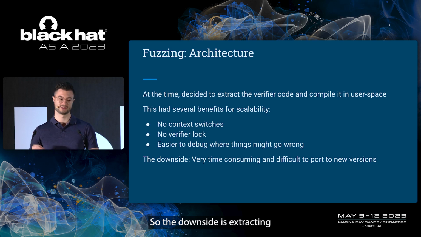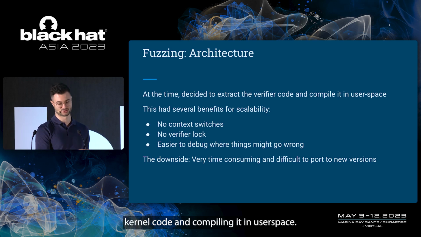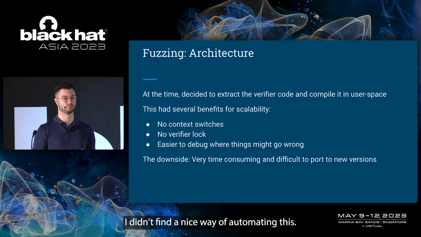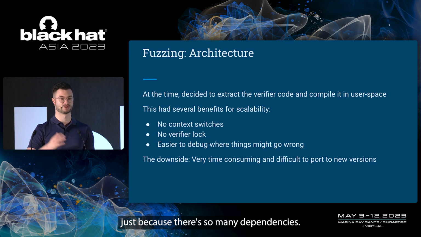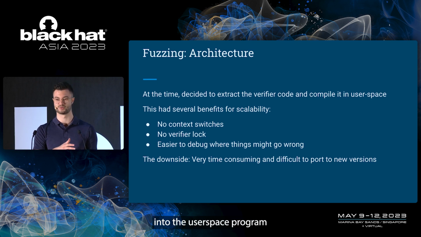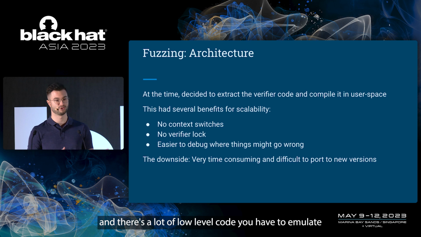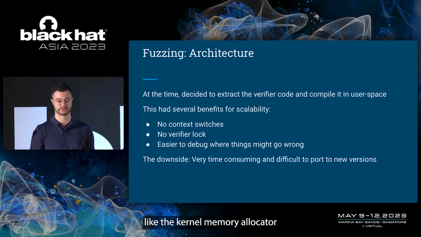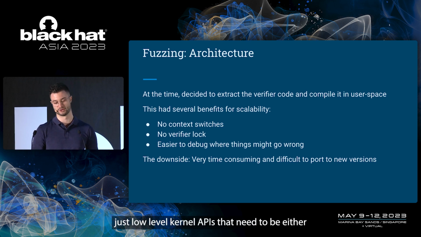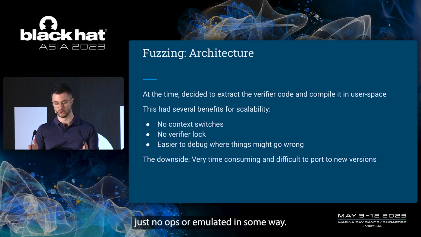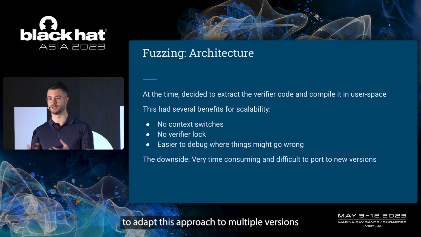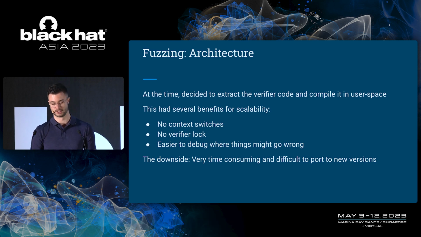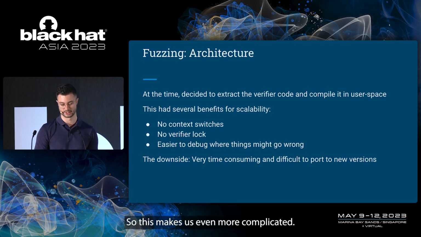You can compile it relatively quickly and add print statements and so on. So the downside is extracting kernel code and compiling it in user space. With the disclaimer, I didn't find a nice way of automating this. It's very time consuming and it's difficult to port just because there are so many dependencies you pull into the user space program, and there's a lot of low level code you have to emulate, like the kernel memory allocator and a lot of low level kernel APIs that need to be either no-op'd or emulated in some way. So unfortunately, it was very difficult to adapt this approach to multiple versions, just because the commit frequency of the eBPF verifier is quite high, so this makes it even more complicated.